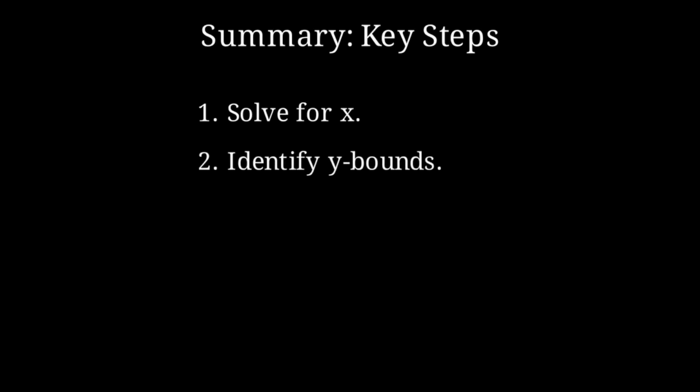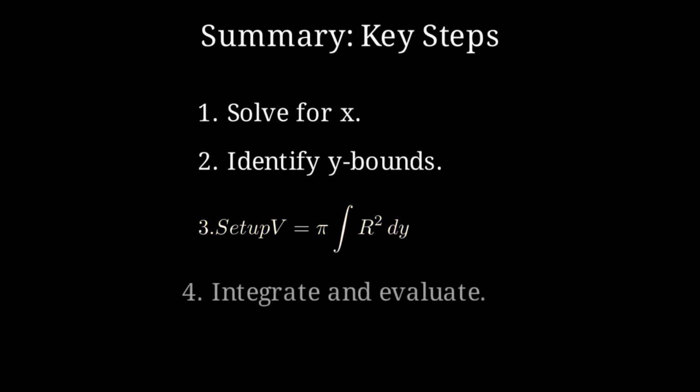To summarize, first, ensure your function is solved for x in terms of y. Second, identify your vertical bounds along the y-axis. Third, square your radius function and multiply by pi. Finally, perform the integration and evaluate at your bounds. Following these steps systematically will lead you to the correct volume every time.